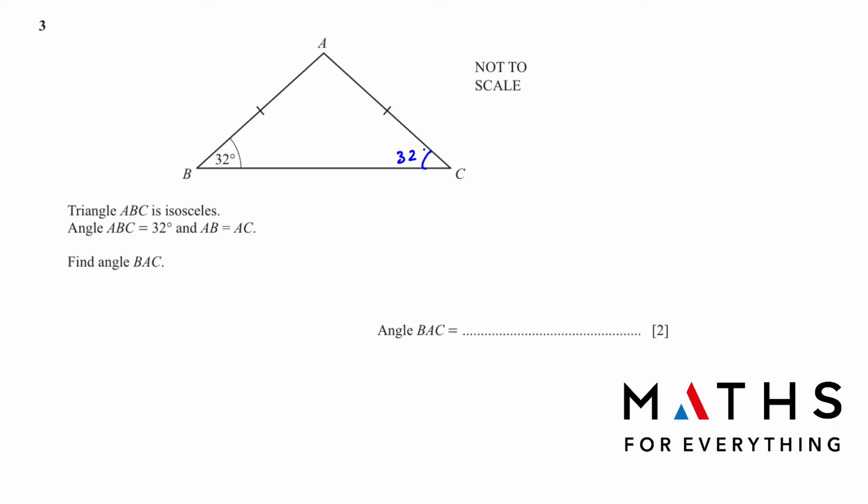The angle sum property of a triangle means that when we add all three angles, it equals 180. So if we want to find angle BAC, we have to subtract the other two angles from 180. And that will give us 116 as the answer.